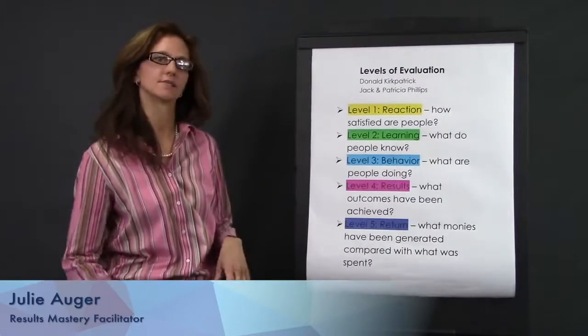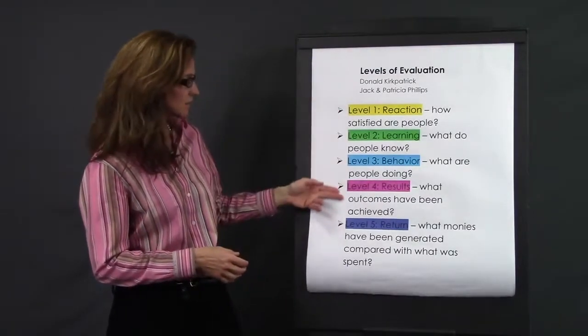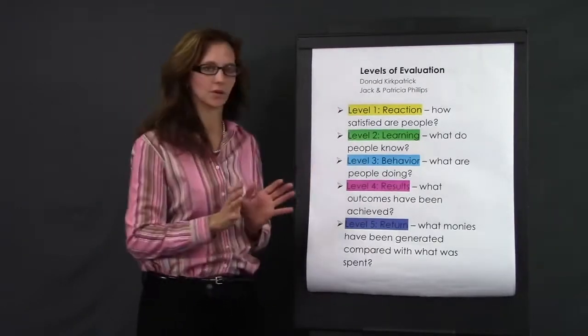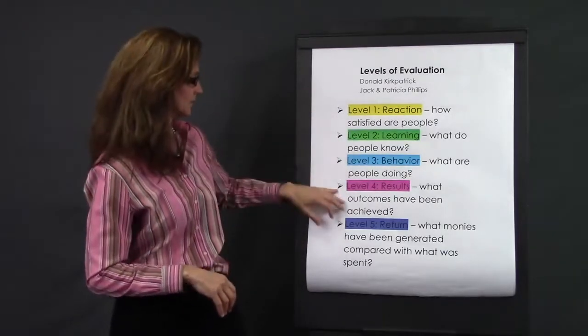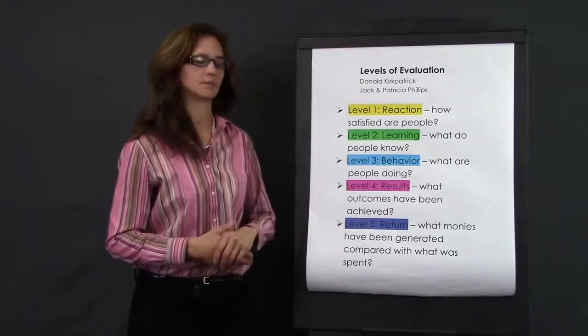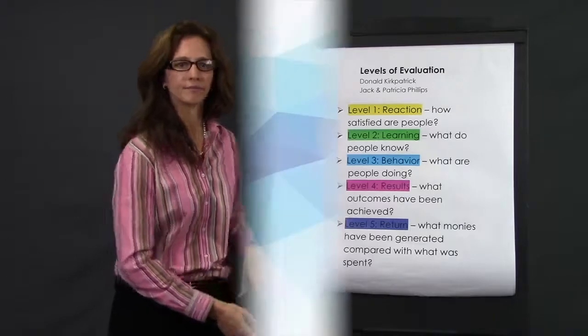Back to Results Mastery, looking at Level 4 evaluation this time. So we're getting a little bit more in-depth. As you can see, starting from Level 1 going to 4, we get broader and broader in terms of scope and information that we're looking to collect. So Level 4 looks at the results, what outcomes have been achieved from a larger organizational perspective.